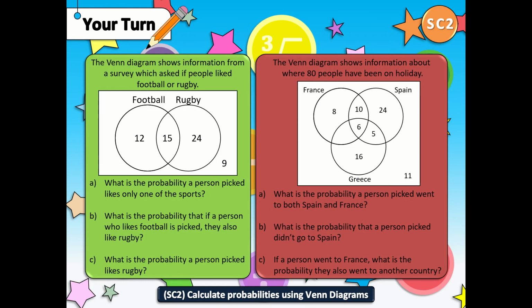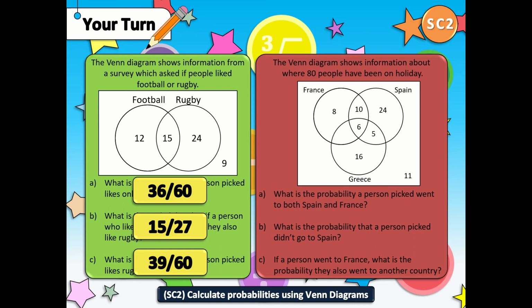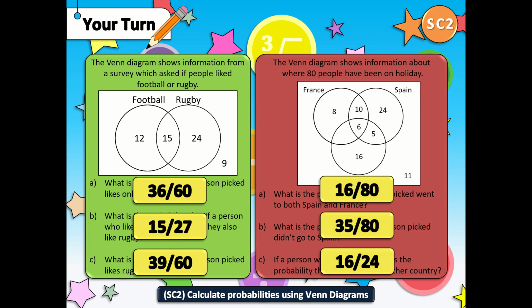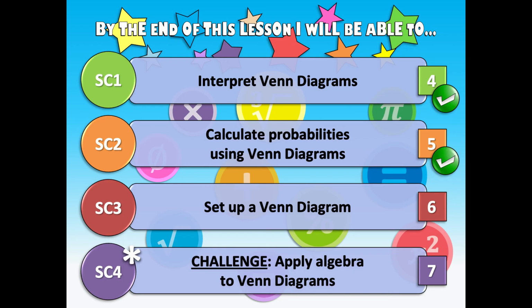Here are some questions for you to have a go at. Pause the video, and when you're ready to mark your work, press play. Here are your answers. So there's your green answers and your red answers. And now we've completed success criteria 2. So now we're going to move on to number 3, and this is to set up a Venn diagram.